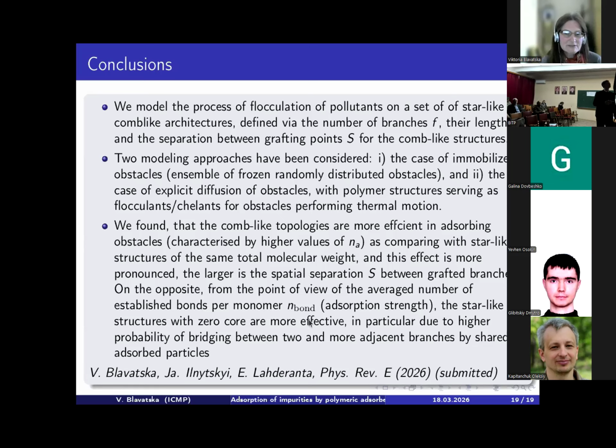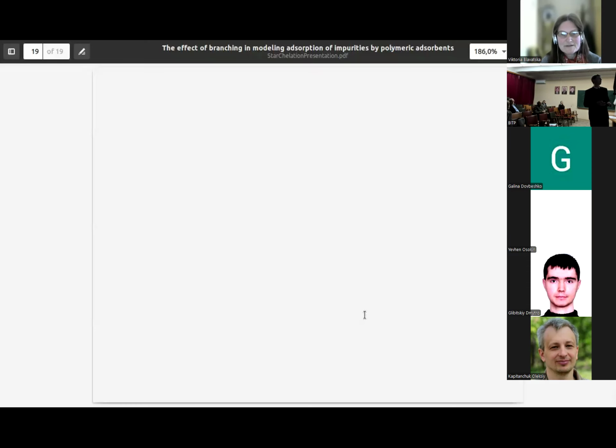That star-like structures are found to be more efficient from the point of view of adsorption strength. So they can establish more bonds with pollutant particles compared with complex structures. In the opposite, complex structures are more effective in adsorption capacity. So they are able to effectively adsorb a larger amount of pollutant particles compared with star-like structures. So this is the main result which I wanted to present.